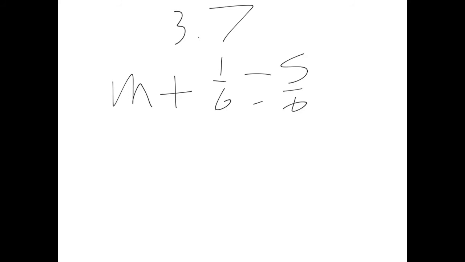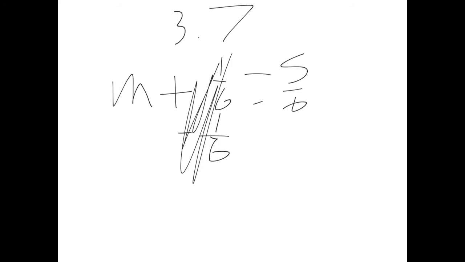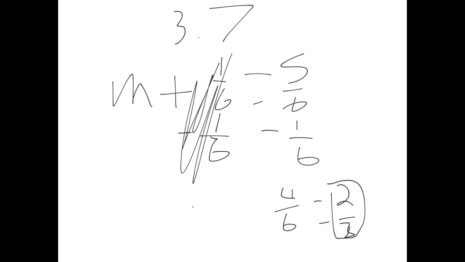So it'll be minus 1/6, which, that can cross out. That's the same answer. But then minus 1/6 of that. So it'll turn out to be 4/6. So then m equals 4/6. But you can reduce that to be 2/3. So m equals 2/3.